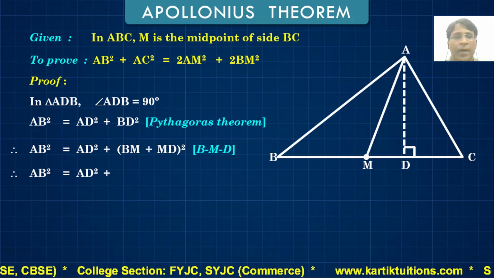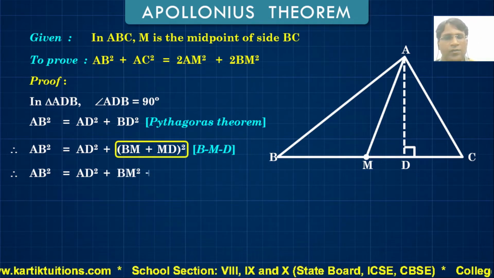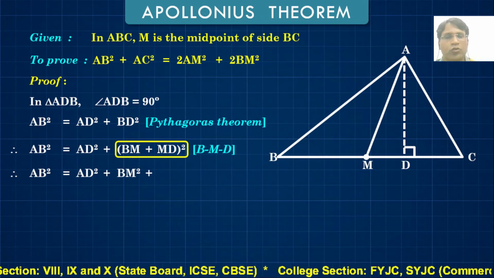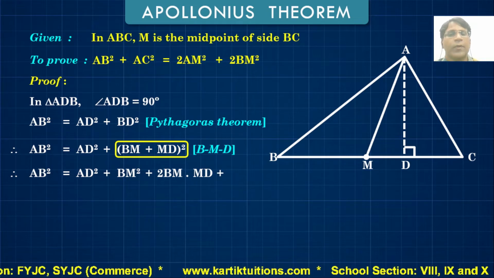Here our A is BM, so it will become BM square plus 2AB, so it is 2 BM into MD, plus B square, so it will become MD square.